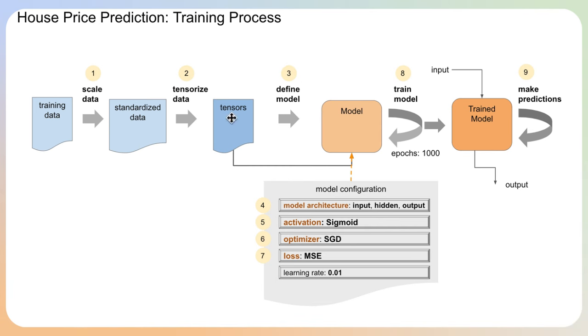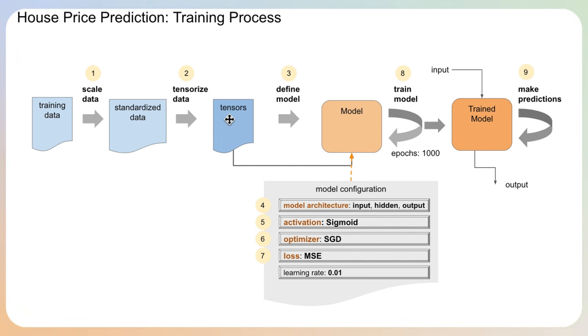Here, we outline the entire training process for the house price prediction. This process involves several critical steps. First, we start with the training data, which includes the size of the house, the number of bedrooms, and the corresponding price. Next, we scale the data to ensure that it is standardized, making it easier for the model to learn. This standardized data is then converted into tensors, which are the fundamental data structures used in machine learning.